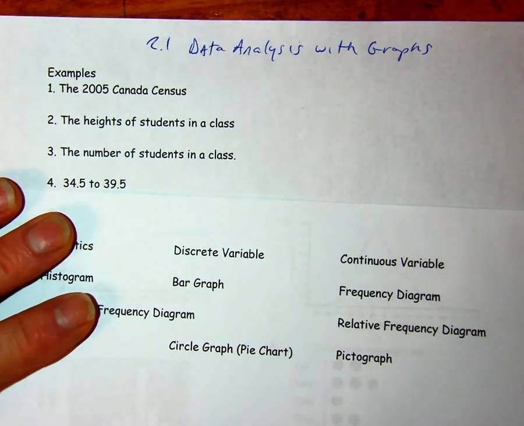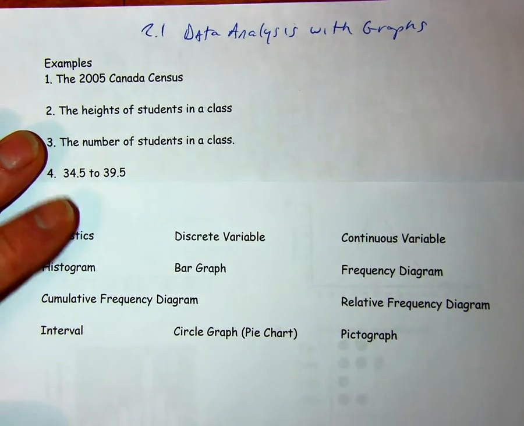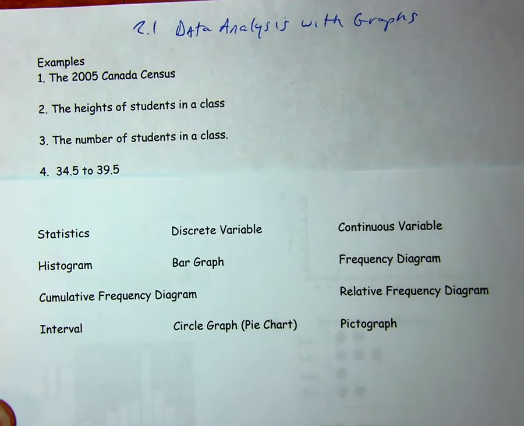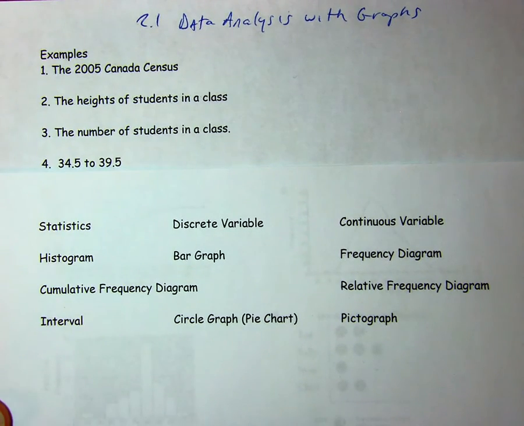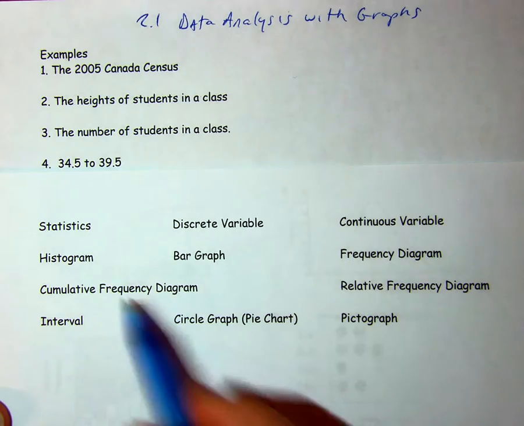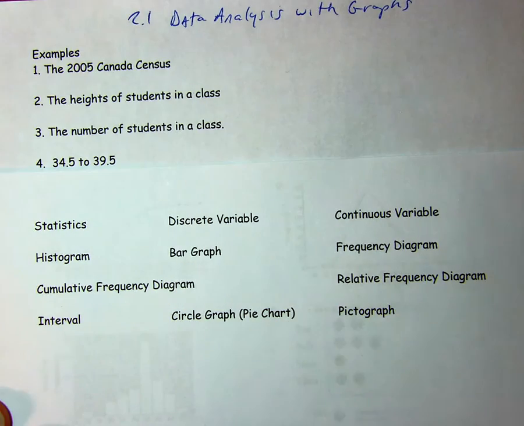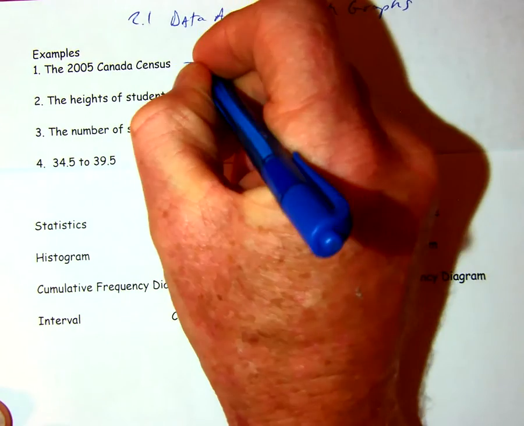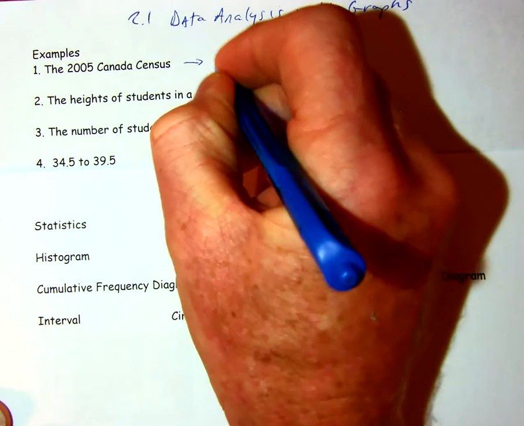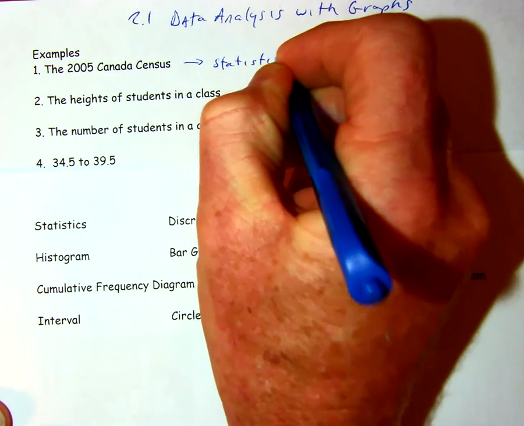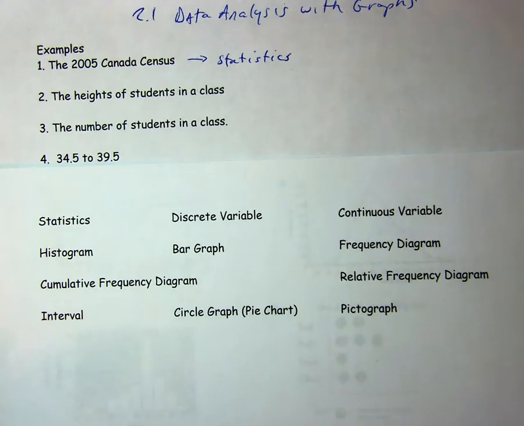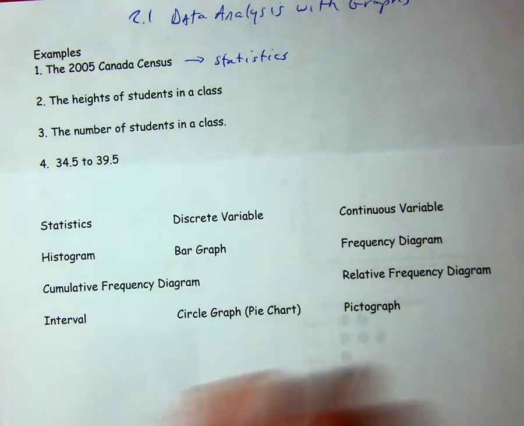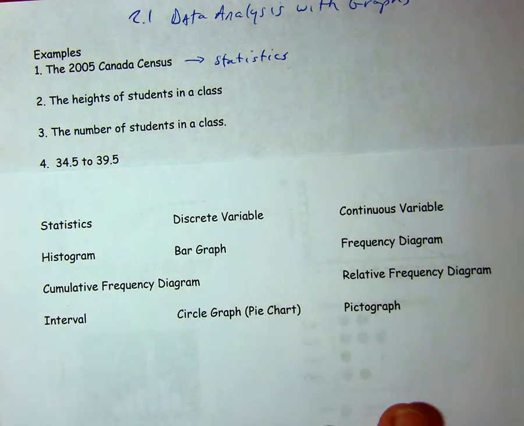All right. The 2005 Canada Census. Which word would be the best example here? Out of these ones here, this is an example of, well, statistics, right? Stats Canada. There's a lot of statistics on... it gathers data and analyzes data.